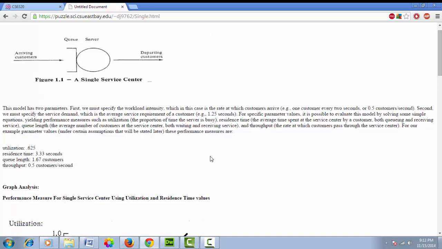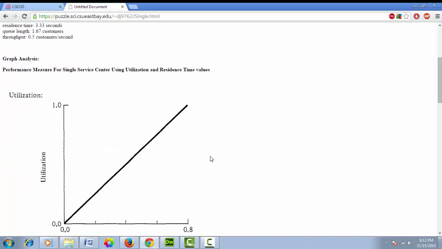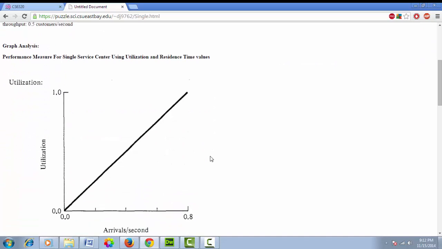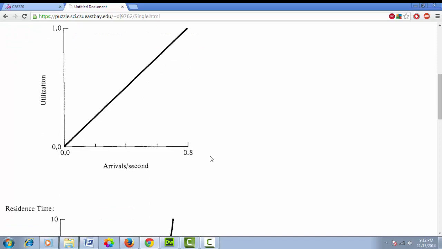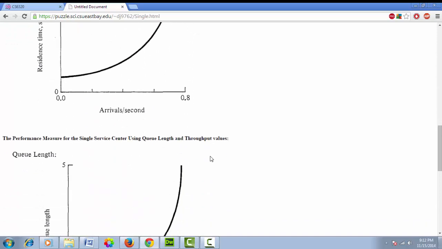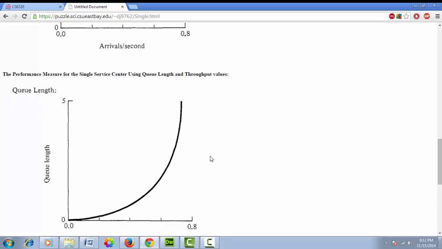And here is the graph analysis for a single service center using utilization and residence time values, and similarly for queue length and throughput values.